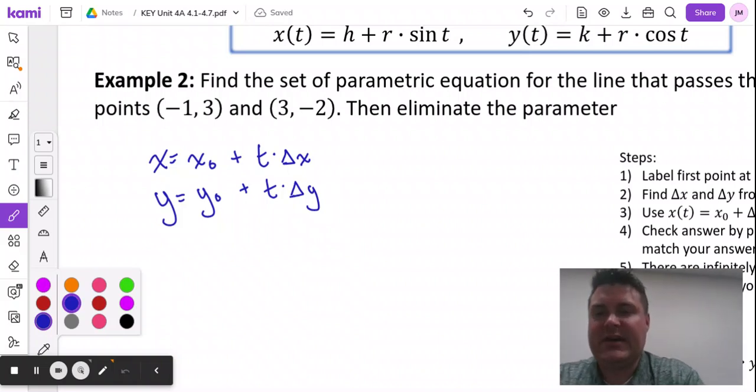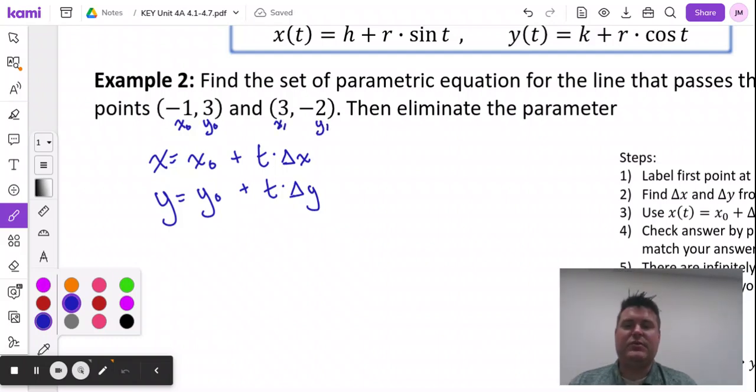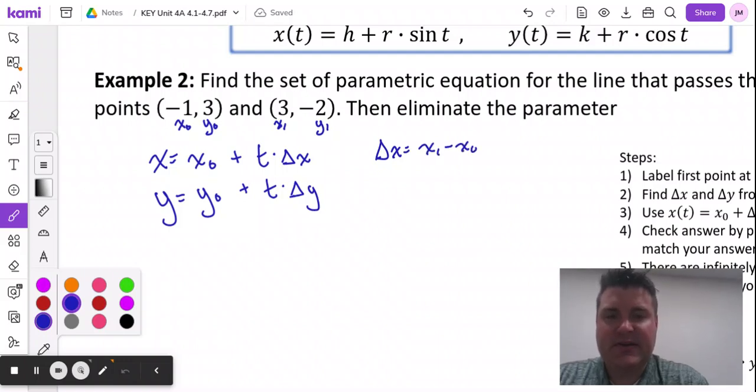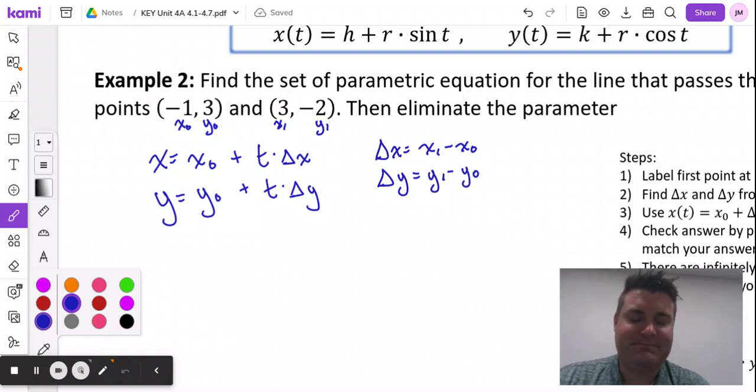So what I do is I label these. This is x naught, and this is y naught. This will be x1, y1. Now, for these equations, these are interchangeable. You can use x naught, or you could use x1. It's got to correspond with the y, though. If you use x naught, you have to use y naught. If you use x1, you have to use y1. I just stick with x naught. And then change in x represents x1 minus x naught. Change in y represents y1 minus y naught. I could have made a joke there.